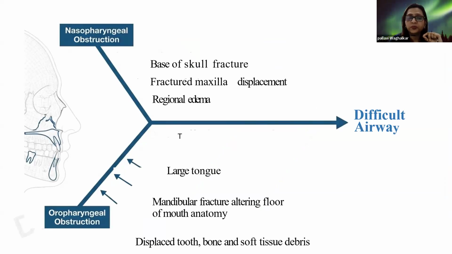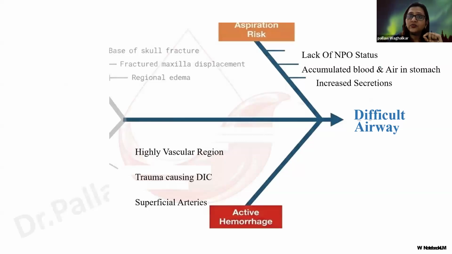There might be oropharyngeal obstruction because of a large tongue, or mandibular fractures which can alter the floor of mouth anatomy. There might be displaced tooth, bone, and soft tissue debris which can lead to obstruction. There is aspiration risk also because the patient might have a full stomach, lack of NPO status, accumulated blood or air in the stomach. There might be increased secretions. Also, there might be active hemorrhage because these are superficial arteries in a highly vascular region.